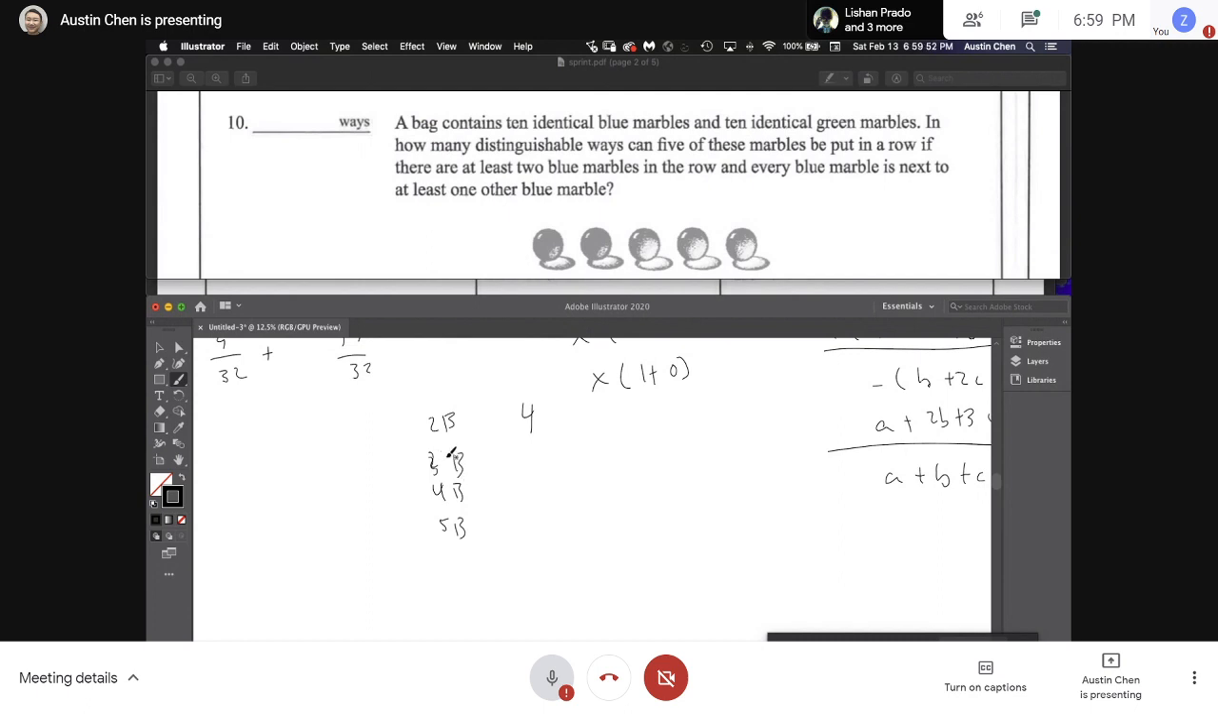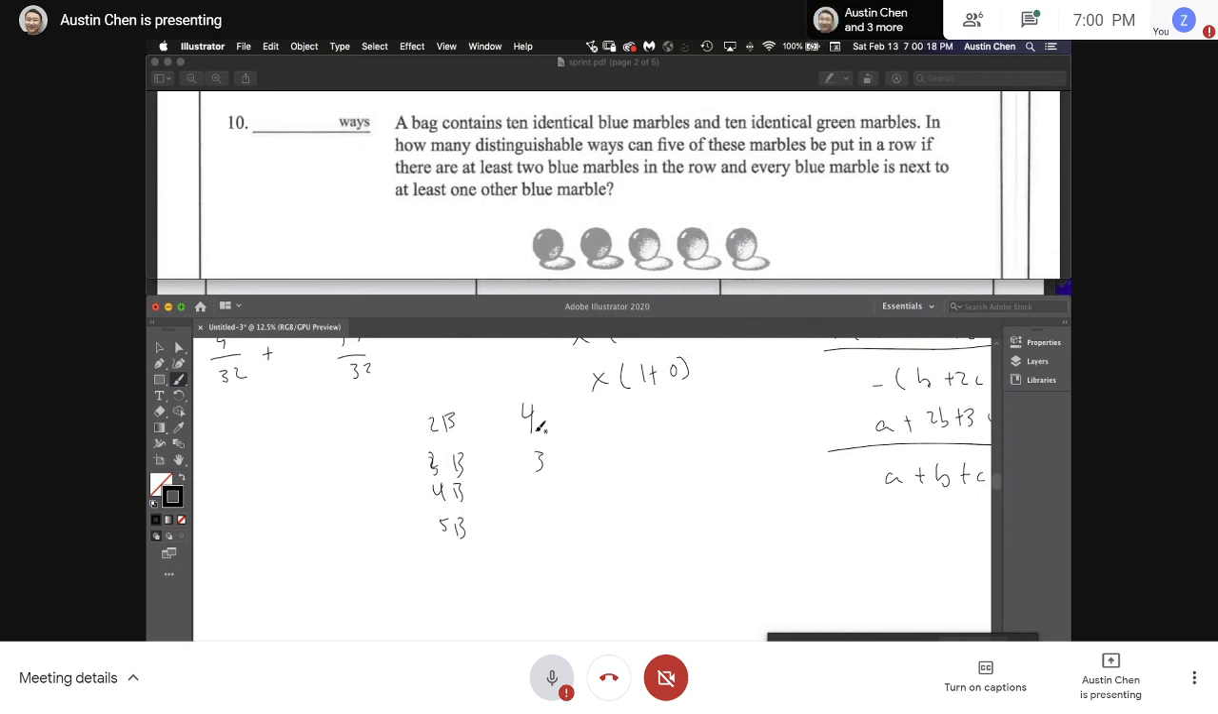Okay, now 3 blue marbles. It's the same thing as 2 blue marbles. All the blue marbles have to be together, right? Because if you have 2 blue marbles that are together and the other one is not, that's not going to work, because the other one has to be with at least 1 other blue marble. So all 3 blue marbles have to be together. Then we just find how many ways you can position that, which is 3 ways: all at the start, in the middle, or all at the end.